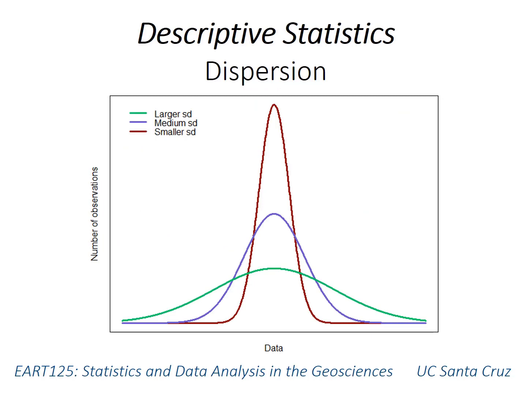This video continues the discussion of descriptive measurements that can summarize numeric data. We previously talked about central tendency, and now we're going to talk about measures that can describe the dispersion, or the variability of measurements within a sample.